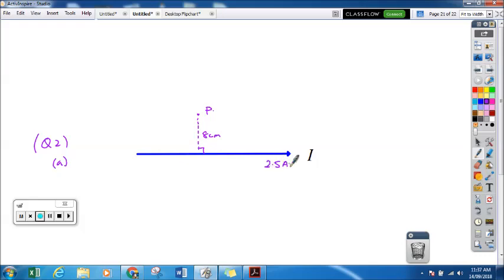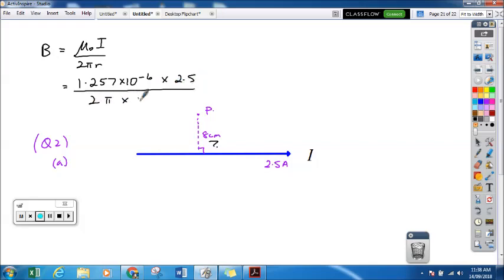So simply, popping those values into Ampere's Law, we get B equaling mu0 I on 2 pi r. And the only difficulty in this case was just realizing that r has to be in meters, not in centimeters. We have mu naught, which is 1.257 by 10 to the minus 6, times the current, which is 2.5, all over 2 pi times 0.08. Okay?